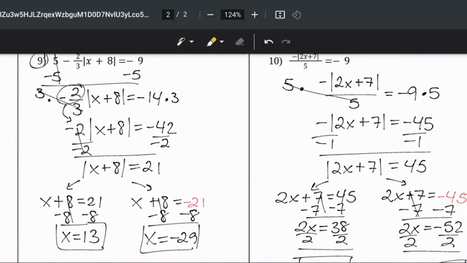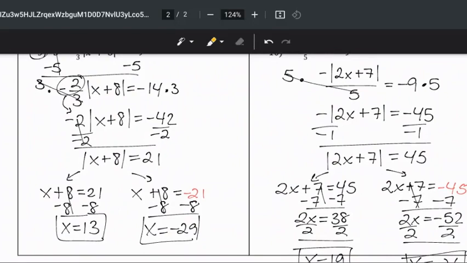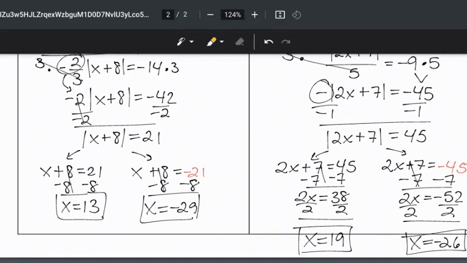And on to number 10. So in order to get rid of that denominator, we have to multiply by the denominator on both sides. And even though it starts off as a -9, goes to a -45, we have to divide by that -1 to the left of our absolute value, or attached to our absolute value. So we divide by a -1, that turns a -45 into a +45, which means, yes, this is something that we can solve and split because the absolute value is isolated and it equals a positive. So after we go through the process, x equals 19 and x equals -26.